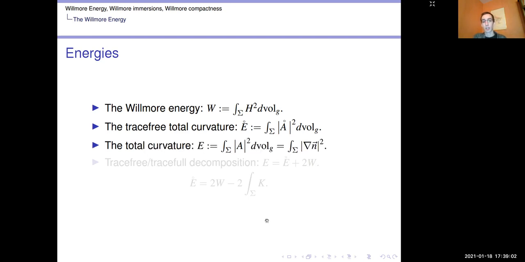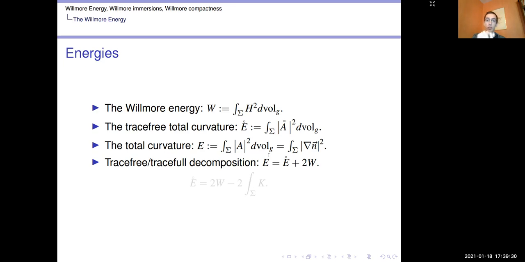Assembling W and E0, we can obtain the total curvature E. And when we say that we can obtain this E as an assembly of E0 and W, it's because, since A0 and H form a trace-free, trace-full decomposition of A, E is obtained as E0 plus 2W. So in fact, it's better to focus on W and E0 and not look at E, because it will be studied as a consequence.